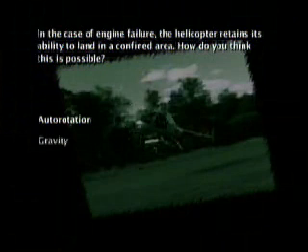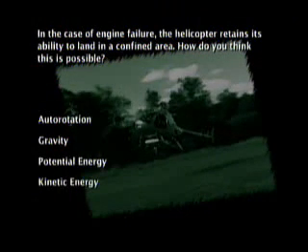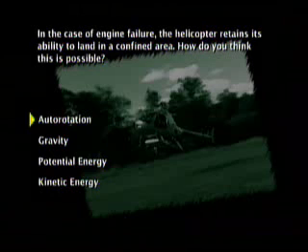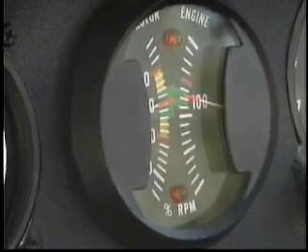Auto-rotation, gravity, potential energy, or kinetic energy? Select the right answer. Exactly. The blades must continue to rotate. This is called auto-rotation. In the case of engine failure, a freewheeling unit allows the blades to continue spinning even though the engine is no longer providing power.